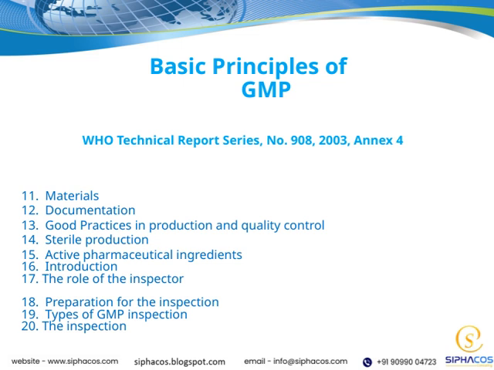GMP is designed to ensure products are consistently produced and controlled according to quality standards. The role of the inspector is to verify that these principles are properly implemented and maintained. To prepare for an inspection, facilities should have thorough documentation, trained staff, and a clean, organized environment. There are different types of GMP inspections, such as routine, for cause, or special inspections, each serving a specific purpose.